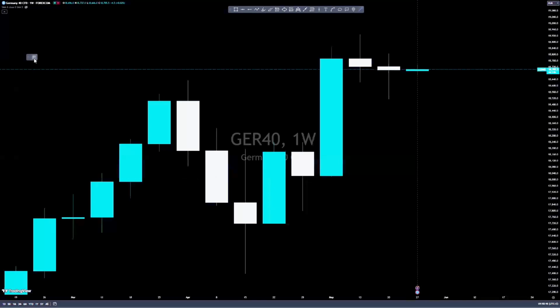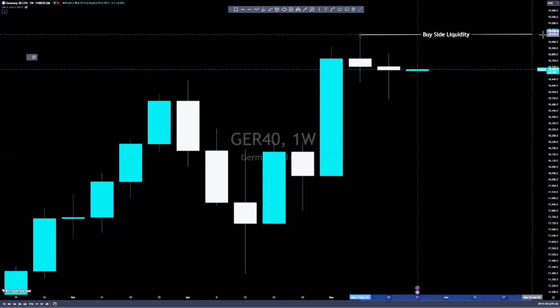To do that, right? So here we'll be working on Ger40 on the weekly time frame. We're starting on the weekly time frame. So what I'm going to start doing is marking the major liquid zones, right? So I'm going to start with the buy side liquidity here.